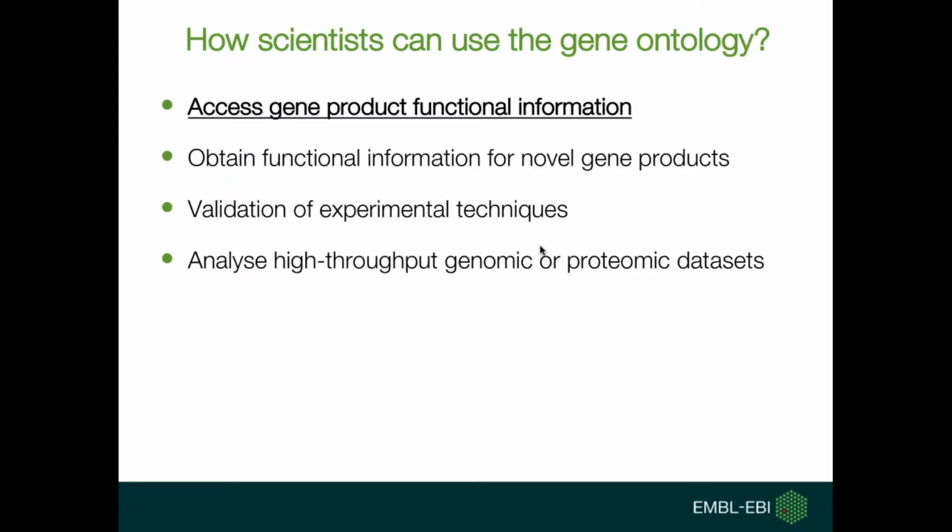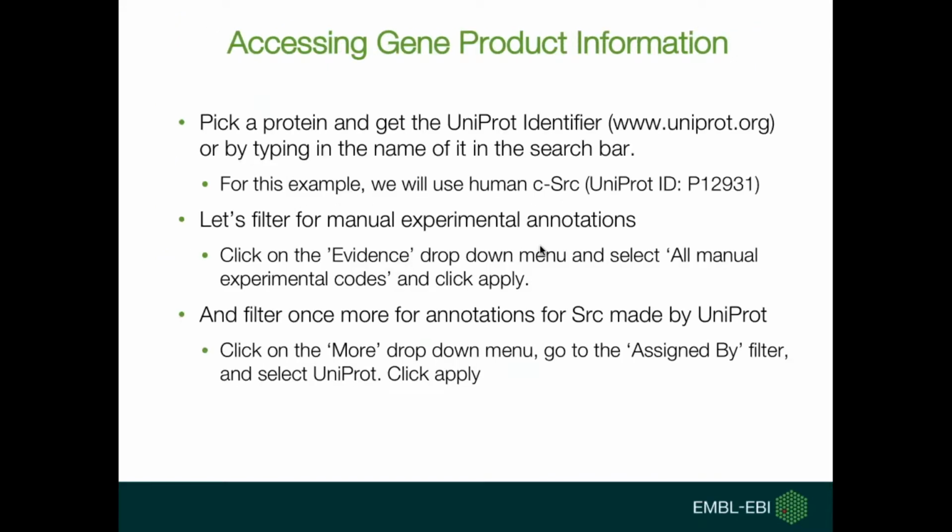So let's get into our first case study: access gene product functional information. If you're on the website now, this is great, you can follow along. You don't have to follow with my case example, but you can use your own. Let's pick a protein and get the UniProt identifier for it, or you can search for it by typing in the name in the search bar in QuickGO. But for the sake of speed and time, I've already chosen one, which is human CSRC, UniProt ID P12931. This is a protein I'm familiar with from my own PhD work, so I figured it was the one I could talk about best.